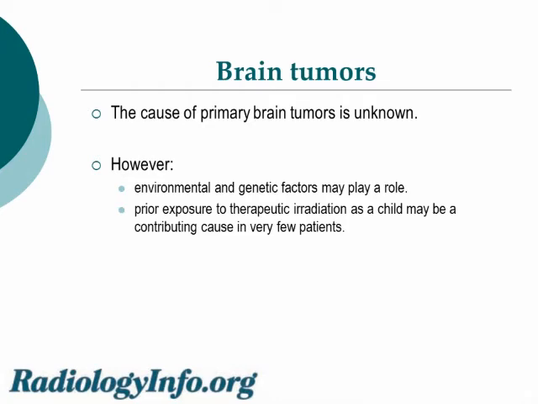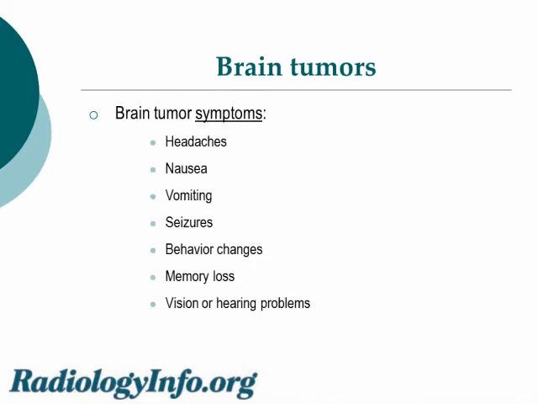The cause of primary brain tumors is unknown. Environmental and genetic factors may play a role, and prior exposure to therapeutic radiation as a child seems to be a contributing cause in very few patients. Symptoms of brain tumors include headaches, nausea, vomiting, seizures, behavioral changes, memory loss, vision or hearing problems.